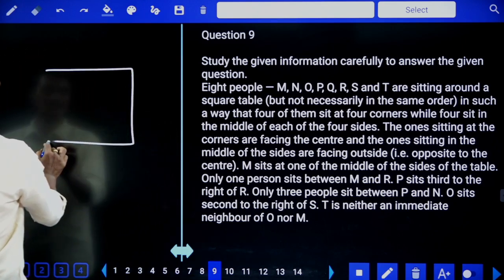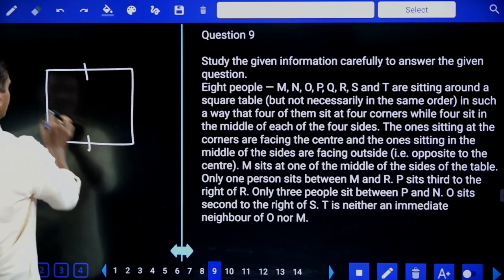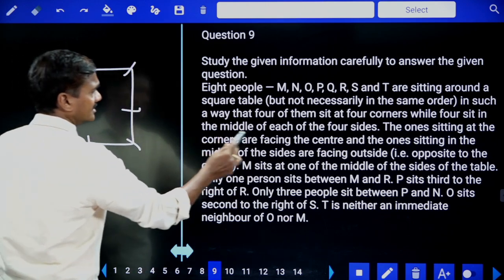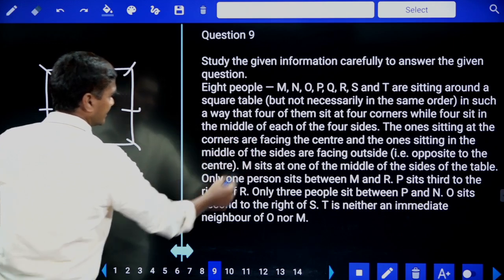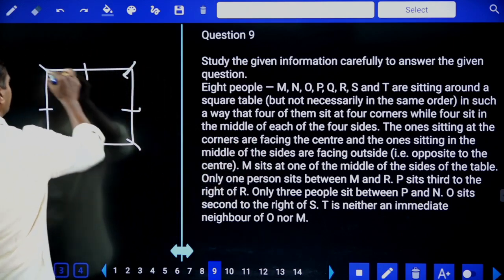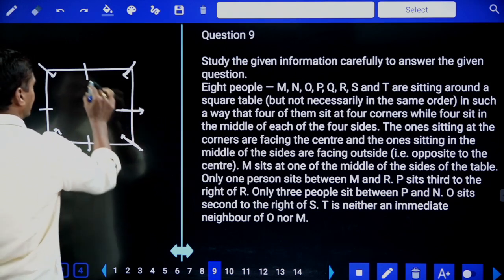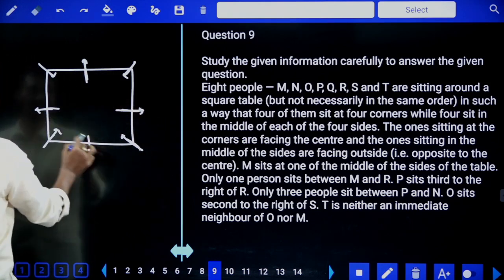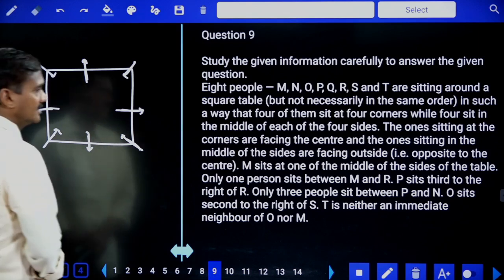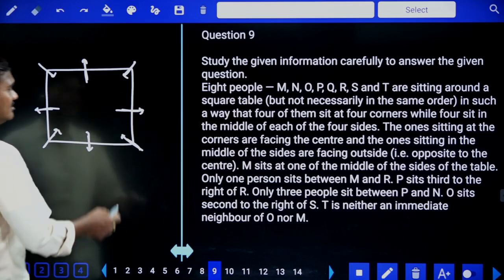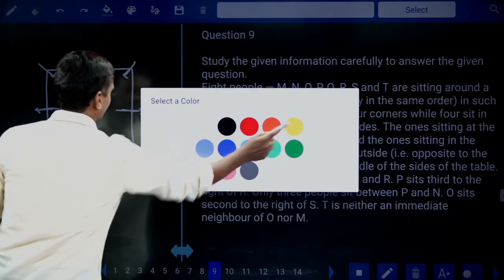Now these 8 persons were seated around a square table, 4 at the center and 4 at the corners. And tell me how the persons were at the corners. And well, 4 in middle, the ones sitting at the corners are facing the center. Now these persons are facing the center, and the persons sitting at the centers are facing away from the center. Then this is the information we have. Then M sits at one of the middle of the sides of the table.